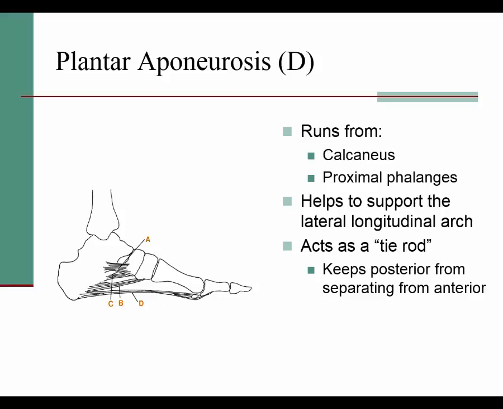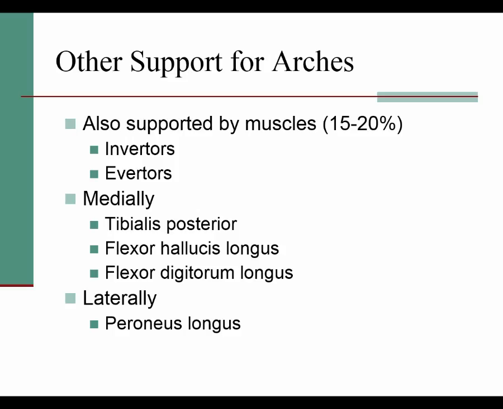Other support for the arches, about 15 to 20% are supported by the inverters and everters, so the muscles. Medially, you've got the tibialis posterior, the flexor hallucis longus, and the flexor digitorum longus, and then laterally the peroneus longus. As you can tell, the muscles in the foot region and the toes, especially, a lot of those are named for what they do. Hallucis is great toe, so flexes the great toe. It's the longer muscle that flexes the great toe. Flexor digitorum, longer muscle that flexes the rest of the digits.